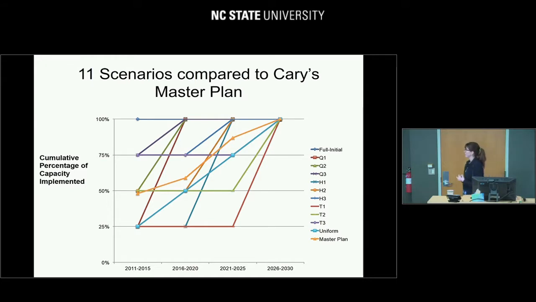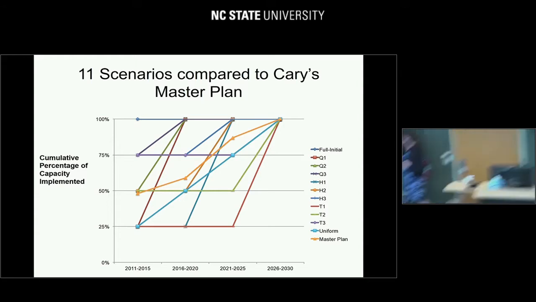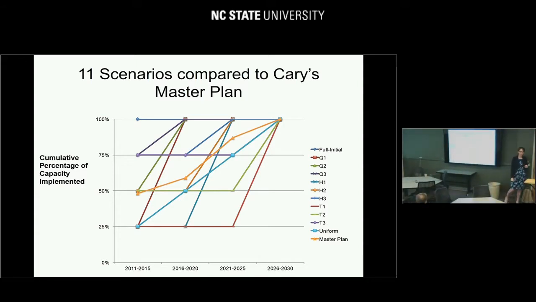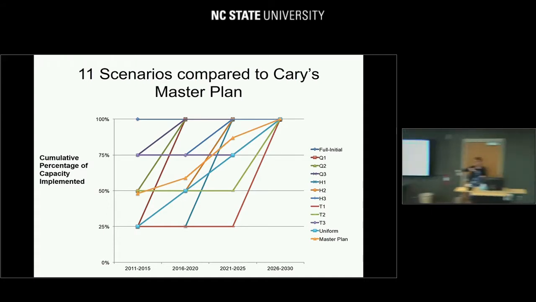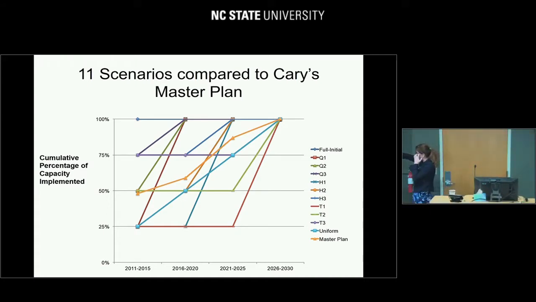We looked at 11 scenarios compared to Cary's master plan. This is a little confusing, but it's been difficult to figure out how to present this information. I will point out the orange triangle line is Cary's master plan. That shows at 2010, they were almost at 50% of the full build out, which was about 18,000 homes. Then in the next phase, they bumped up just a small percentage, maybe 8%, then a large jump up, and finally in the last phase, they increased by another about 15%. So that's Cary's master plan.